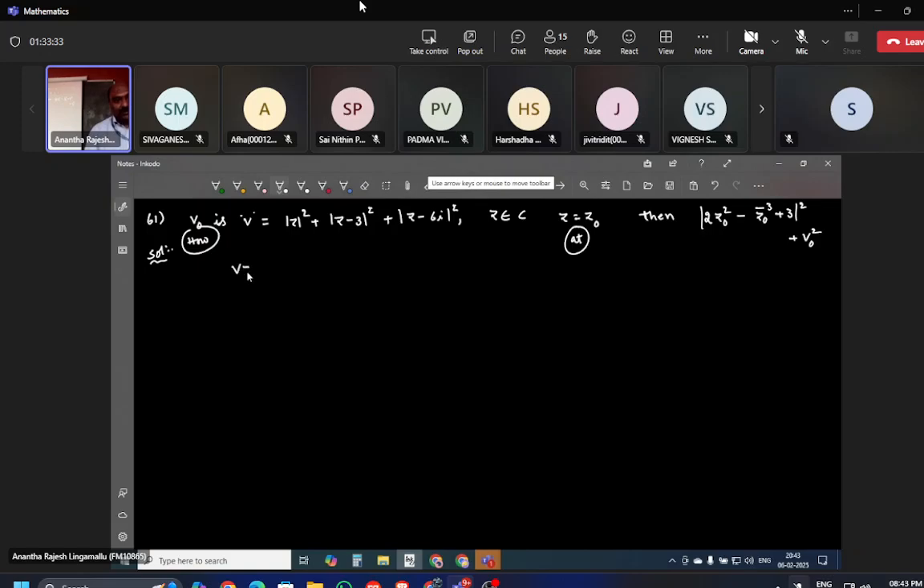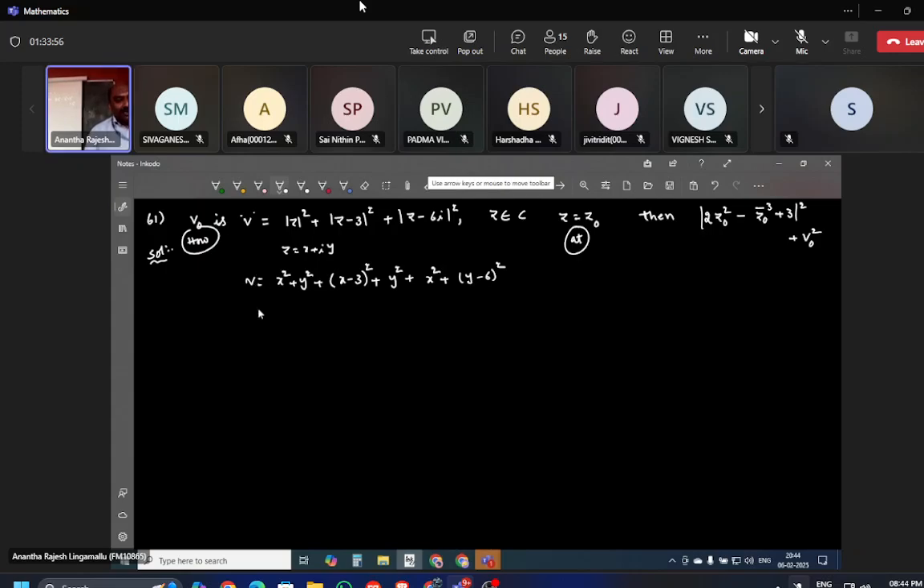Now, how can I write this one? V is equal to. Can I take z equal to x plus iy again? What is mod z square? X square plus y square. What is z minus 3? X minus 3 whole square plus y square. Very good. What is z minus 6i? X square plus y minus 6 whole square. This is V.